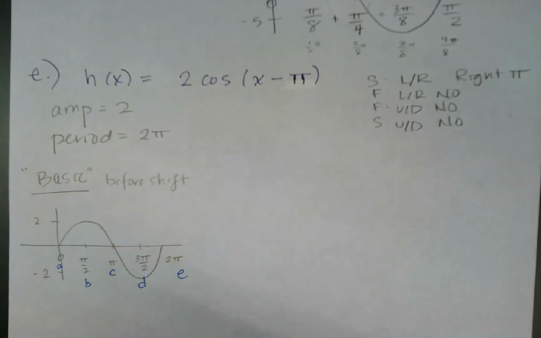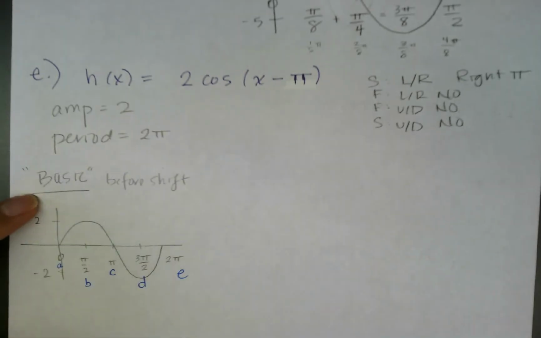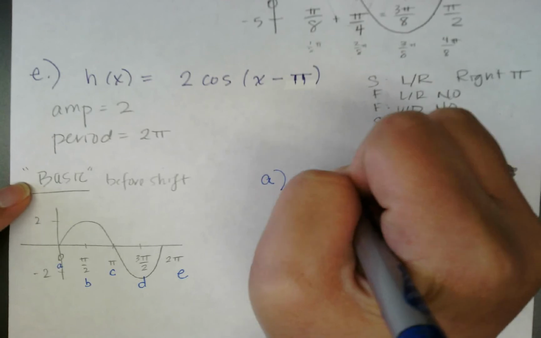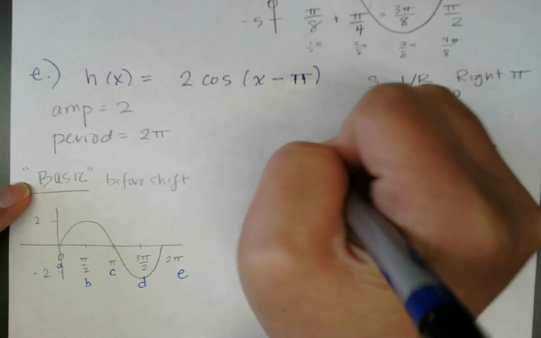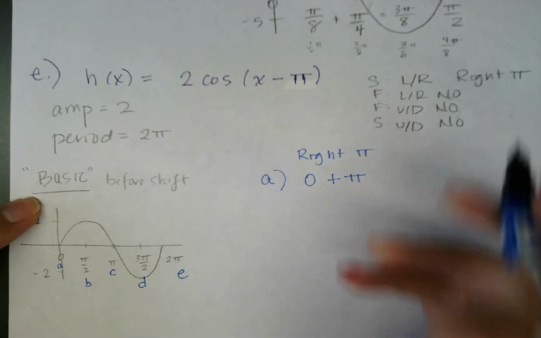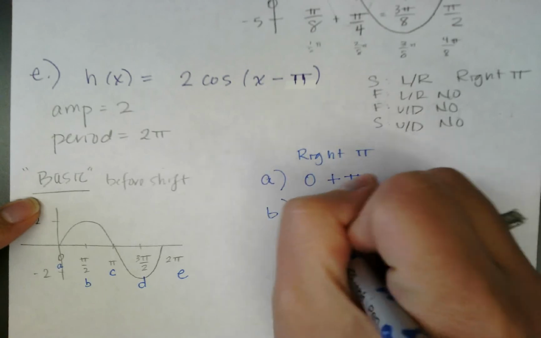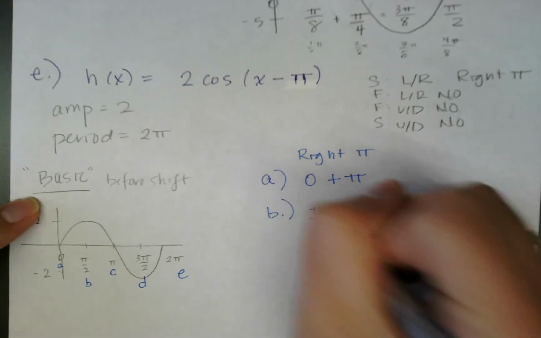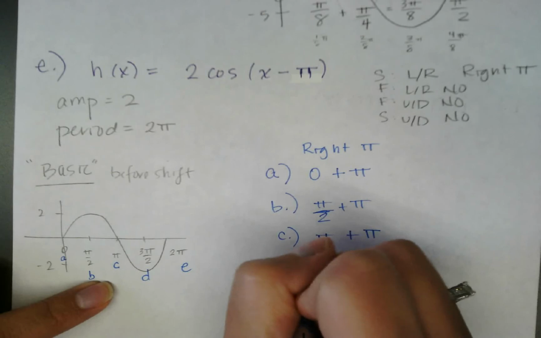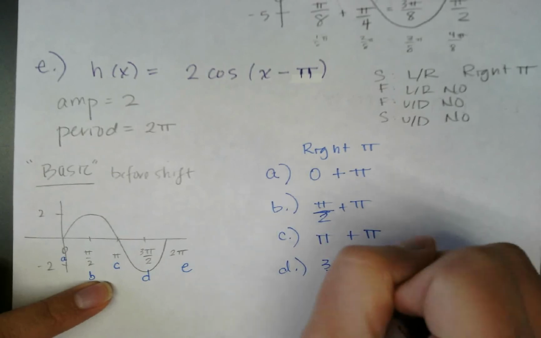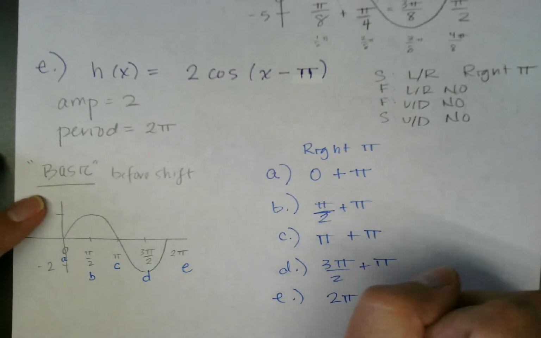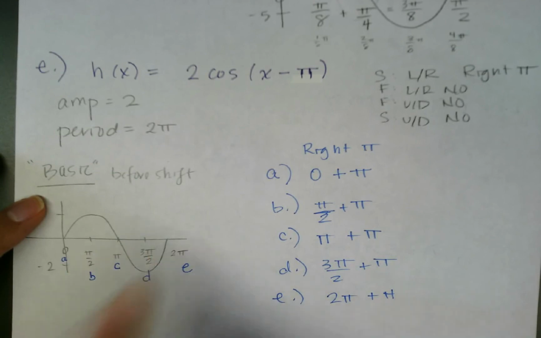We're going to need to keep track, because we're going to shift all of these numbers to the right pi units. So I'm going to keep track of it. A is 0 plus pi. So right pi, so you're going to add pi to 0. You're going to add pi to each one of these x values. B is pi over 2 plus pi. C is pi plus pi. D is 3 pi over 2 plus pi. And E is 2 pi plus pi. Okay? I got to add pi to each of these guys.